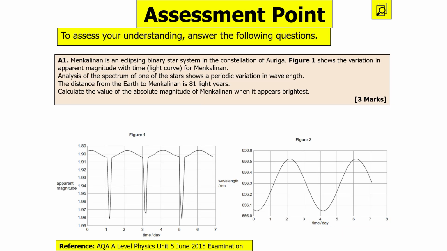Now the next question says, in this star system, analysis of the spectrum of one of the stars shows a periodic variation in the wavelength. The distance from the Earth to Menkalinan is 81 light years. Calculate the value of absolute magnitude of Menkalinan when it appears the brightest. So pause the video now, then unpause the video when you want to go through your answer.